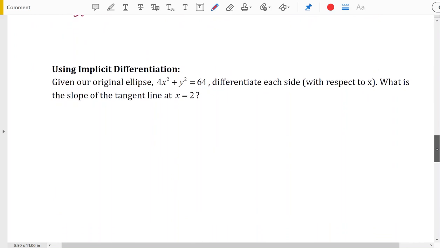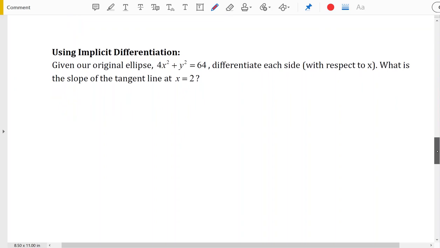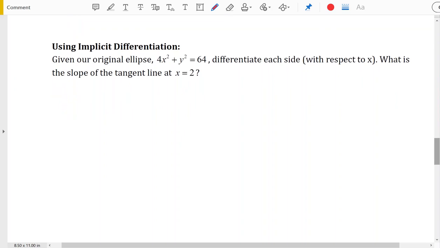This is going to give us a new way to approach our problem about the ellipse. So see if you can apply this method of doing derivatives, one where we do not isolate the y, and calculate the slope of this ellipse at x equals 2.